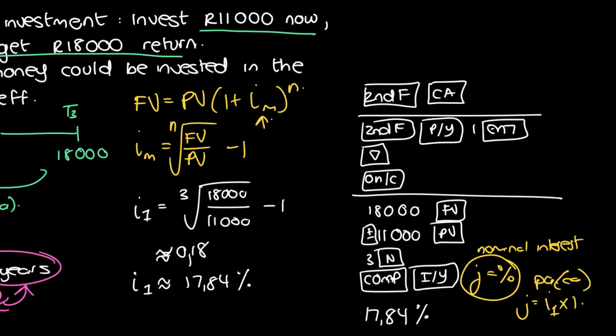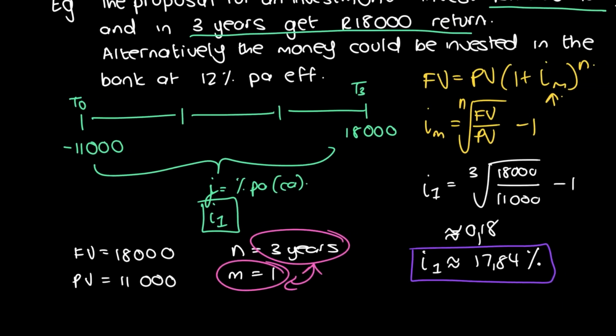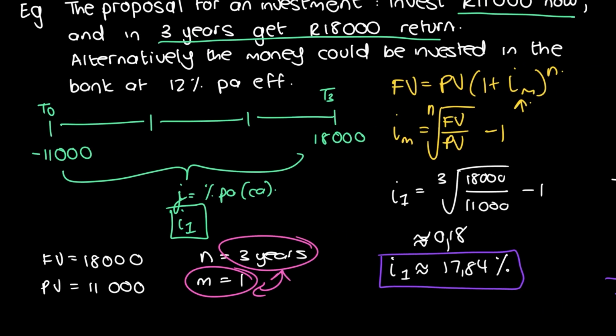And once again, 17.84% is essentially what the internal rate of return is. It's saying that if we invested the 11,000 and we got the 18,000 Rand out, if we had put this in the bank, they would have quoted us 17.84% per annum effective. That's what they would have quoted us. So that's what the internal rate of return is. It's essentially the project's interest rate if it was annually compounded.